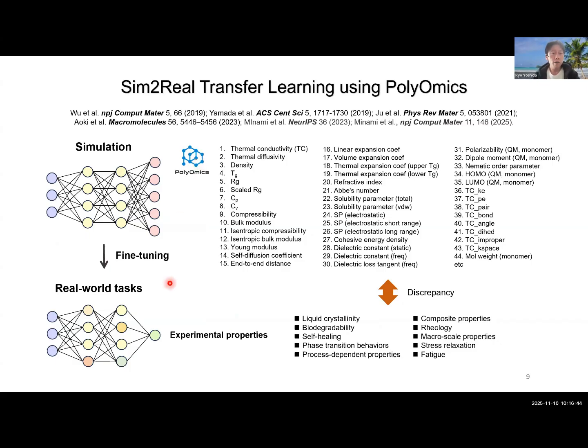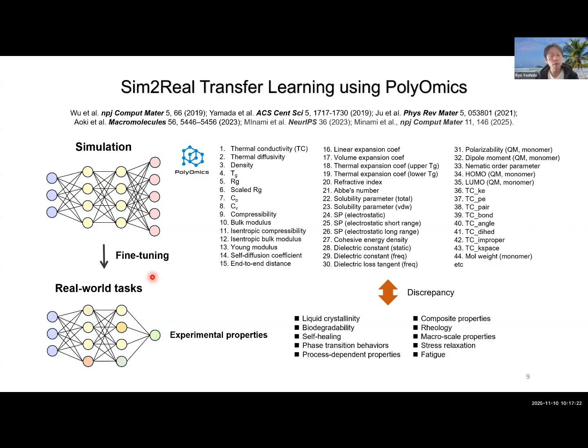In real-world tasks, our data is quite limited. For example, the amount of data typically available from an experiment is less than 20 or 30. By using such a small dataset, it would be difficult to acquire a highly generalized machine learning model. So, in order to overcome this limitation, we perform sim-to-real transfer learning using PolyOmics.